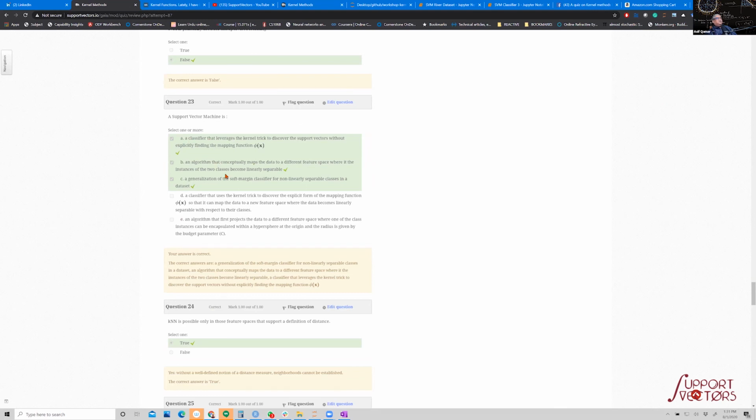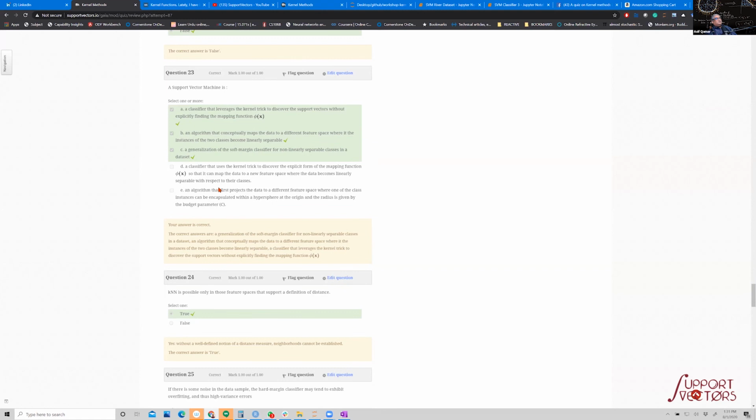Well, these three are correct. So this was a tricky one because out of the 5, 3 are correct. A classifier that uses the kernel trick to discover the support vectors without explicitly finding the mapping. So Aditya, this is the main point with support vector machines. You don't have to explicitly find the mapping function. The other is an algorithm that conceptually maps the data to a different feature space where the instances of the two classes become linearly separable.